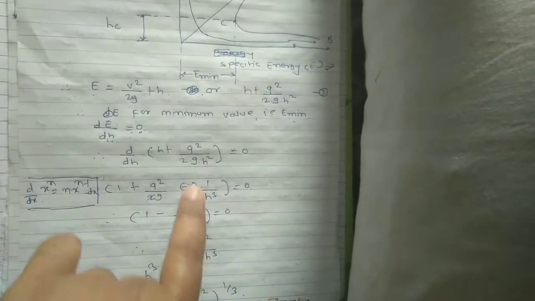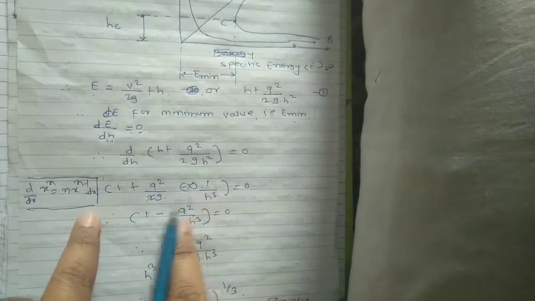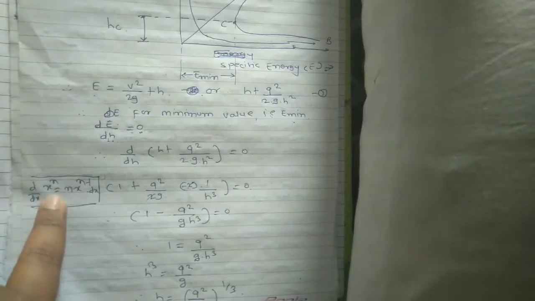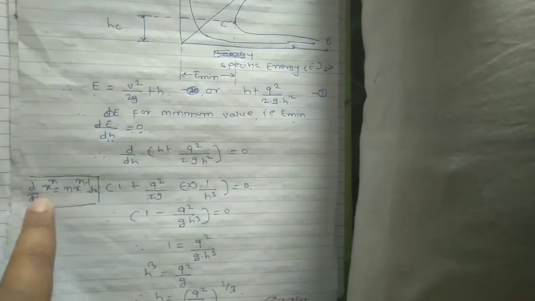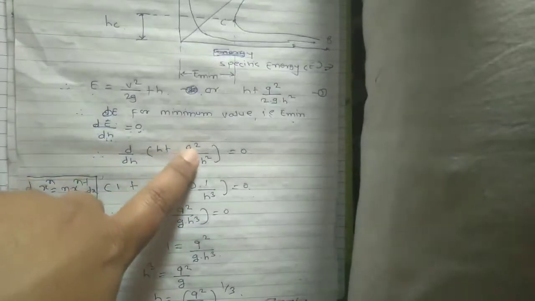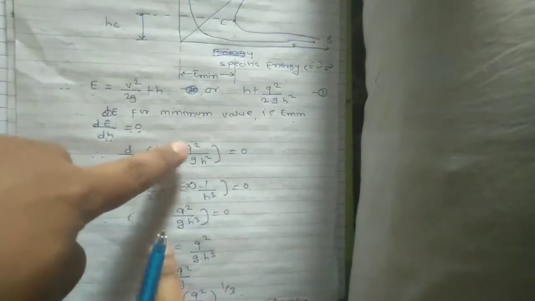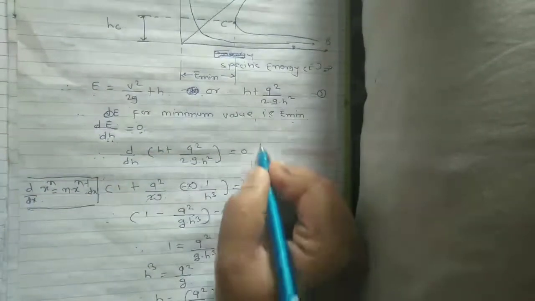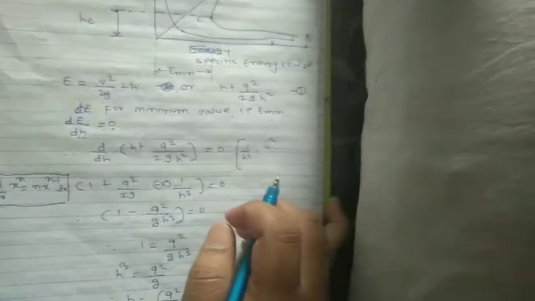Now how did we find this 1 by h cube? What formula is used to take the derivative of 1 by h square? The formula is d by dx of x raised to power n is equal to n into x raised to power n minus 1 into dx. Here x is 1 upon h square. If you take h square to the numerator, it becomes h raised to power minus 2.